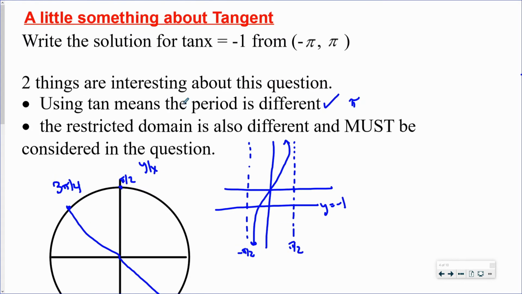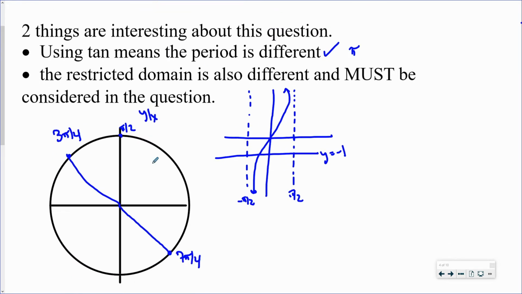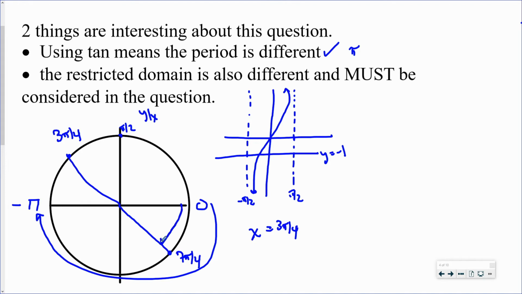It's just asking for the solution from -pi to pi. So this is 0 and this is pi. So one solution for this question would be 3 pi over 4. And then all of a sudden it's also asking us to go counterclockwise. So now this is 0, this is -pi. If we're going counterclockwise, this isn't 7 pi over 4, it's -pi over 4. So those would be my two solutions.